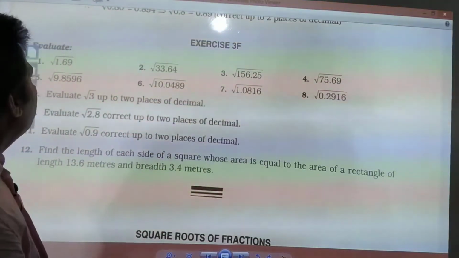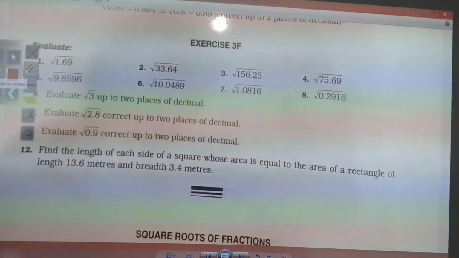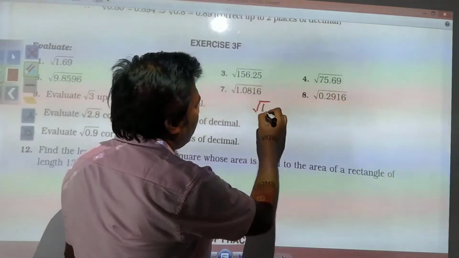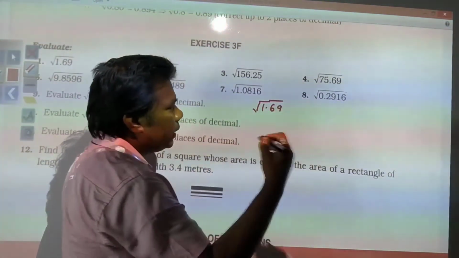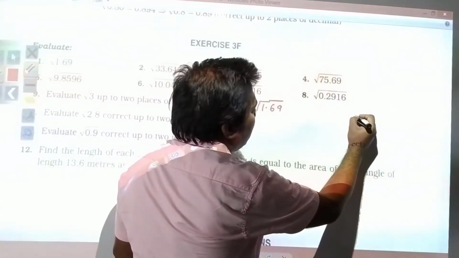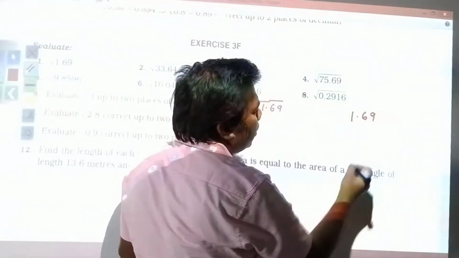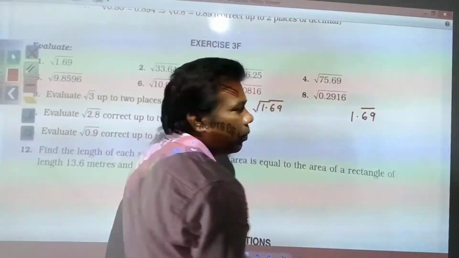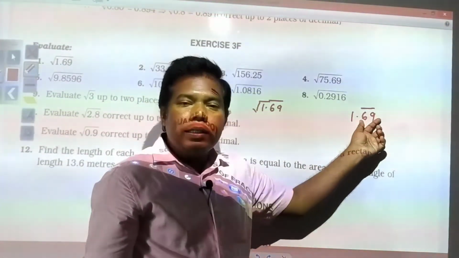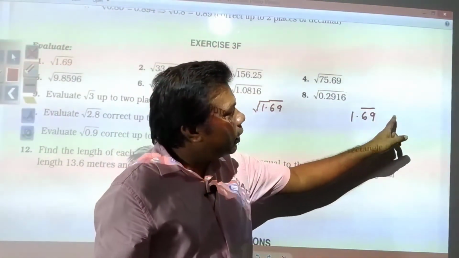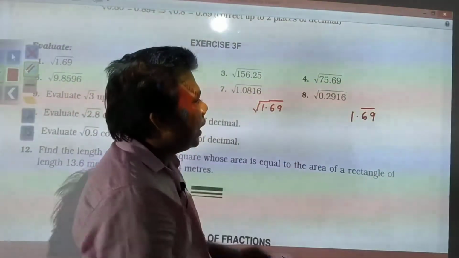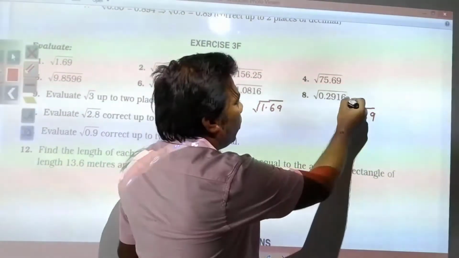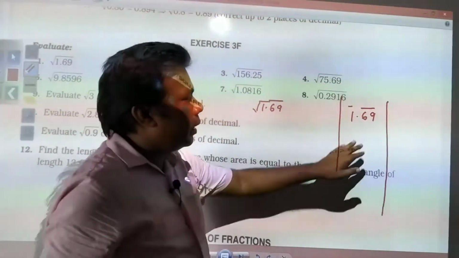Here you have exercise 3F. First question you have root under 1.69. As you remember what was told, after the decimal you start pairing. If there is an even number of digits then it's fine. If there are odd numbers, by putting 0 you can make a pair. On the left side you have a single digit, so one period of the whole number. Now it is required to be divided.